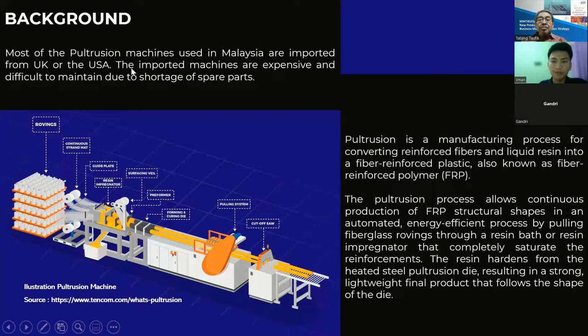The pultrusion machine is a manufacturing process for converting reinforced fibers and liquid resin into fiber reinforced plastic, also known as fiber reinforced polymer or FRP. The pultrusion process allows continuous production of FRP structural shapes in an automated, energy-efficient process by pulling fiberglass rovings through a resin bed or resin impregnator that completely saturates the reinforcement. The resin hardens in the heated steel pultrusion die, resulting in a strong, lightweight final product that follows the shape of the die. This is the brief explanation about the pultrusion machine.